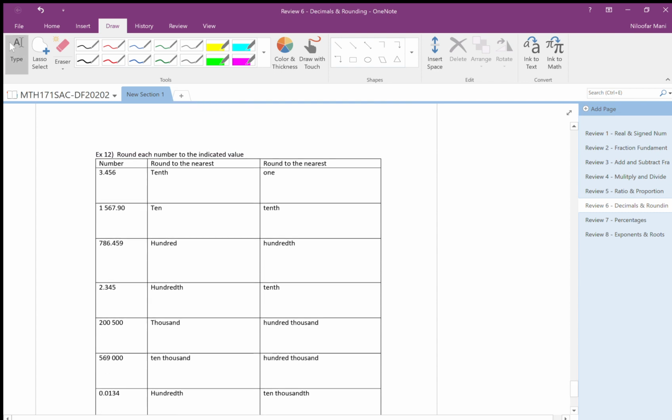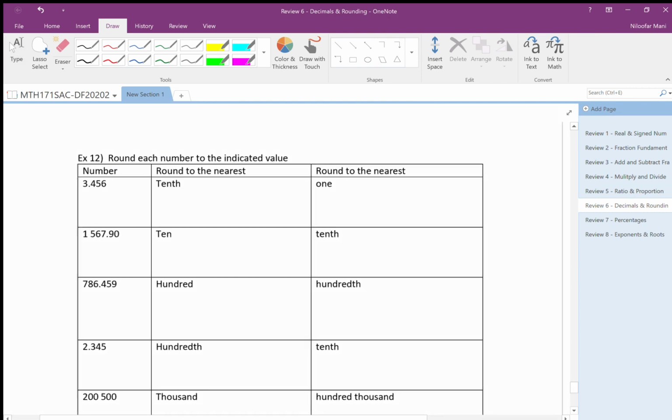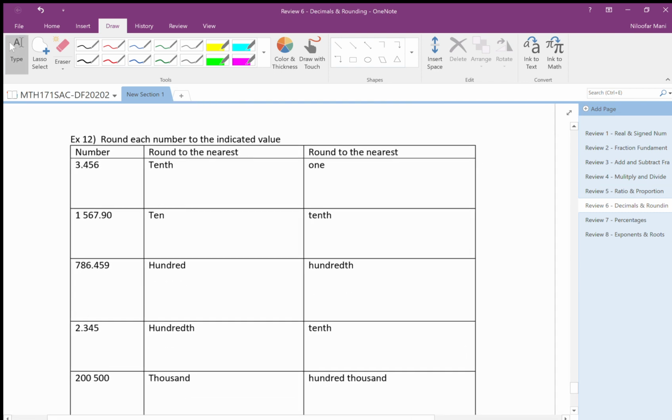Okay, so how about here? Now these are practice. Okay, so you round to tenth, you round to 1. Okay, so tenth, you have 3.456. So you underline this, check this. So it is almost 3.5 because I have 5 after, so I move up.